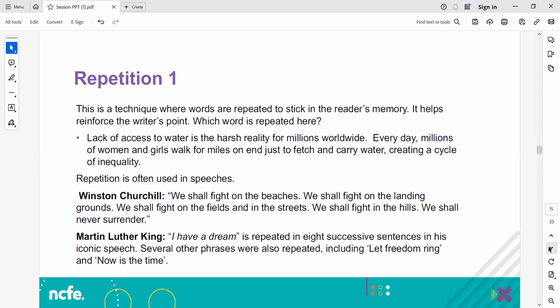Right, let's move on to repetition. This is a technique where words are repeated to stick in the reader's memory. It helps reinforce the writer's point. Which word is repeated here? Lack of access to water is the harsh reality for millions worldwide. Every day, millions of women and girls walk for miles on end just to fetch and carry water, creating a cycle of inequality.